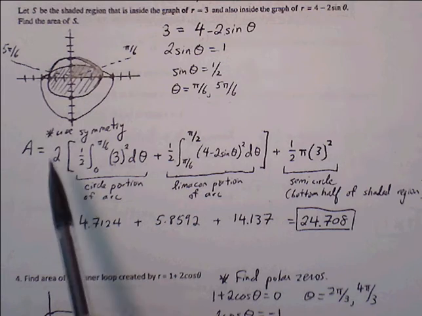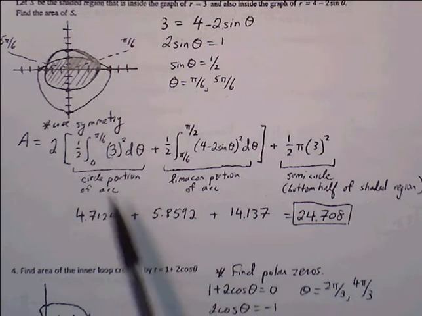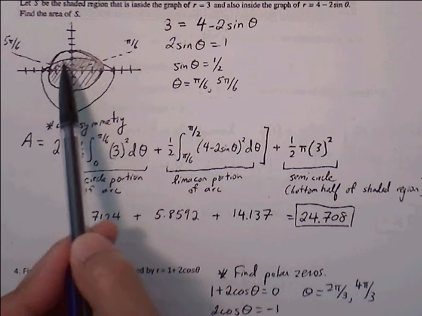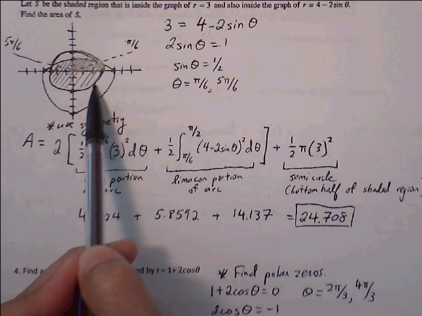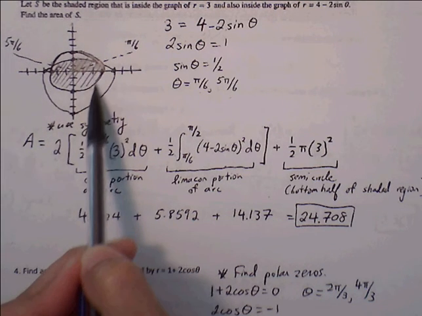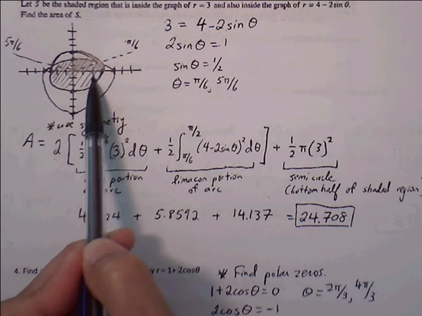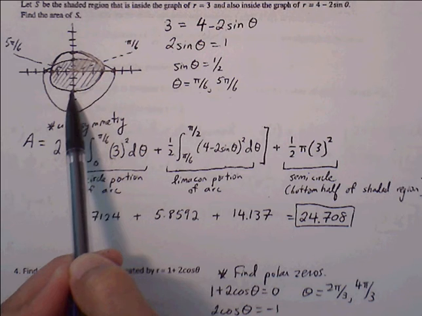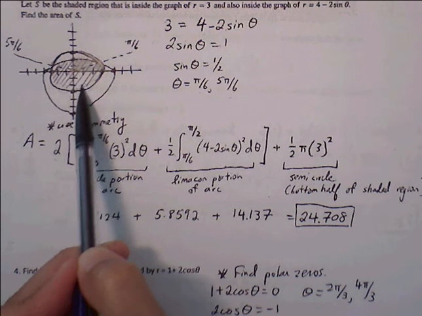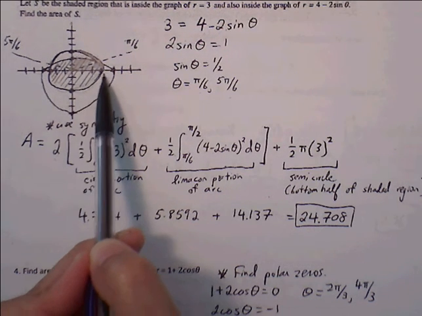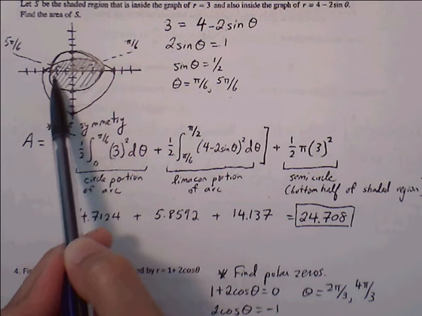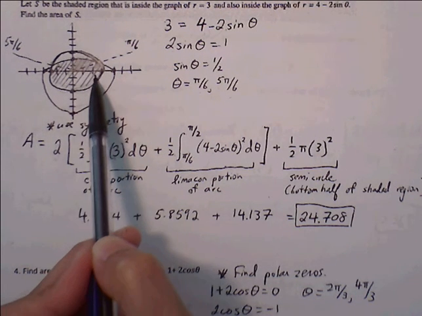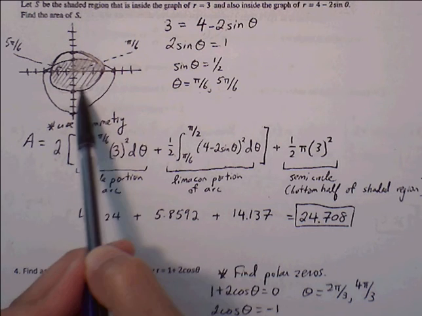So we can use symmetry here, and this formula times 2 will take care of the first and second quadrant. Now in the third and fourth quadrant, notice that the area inside is simply going to be a semicircle. The limaçon is not affecting the region in the third and fourth quadrant. So we just need to find the area of the semicircle.